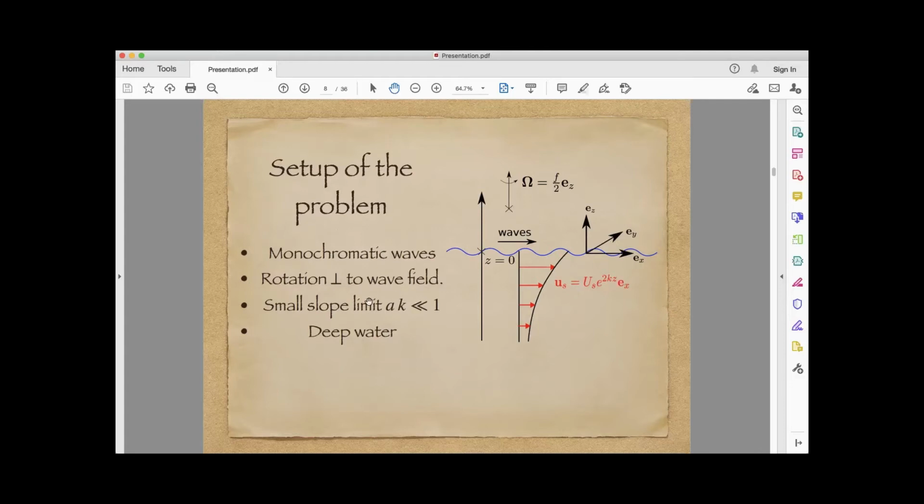So here, when I say small slope limit, a is the amplitude of this wave, and k is the wave number. So it's 2 pi by lambda times a, which should be very much less than 1. So this is the small slope limit. The slope of the wave is very small compared to 1. And here, the typical vertical variation of this Stokes drift is also given by lambda. So the typical length scale is 4 pi over lambda times z, so the typical length scale is lambda over 4 pi.